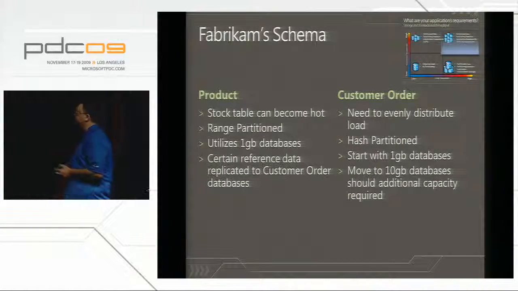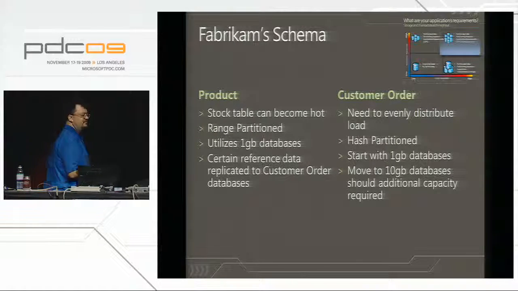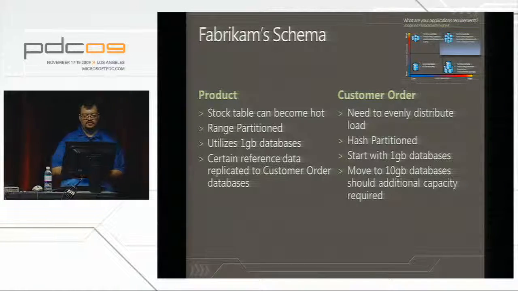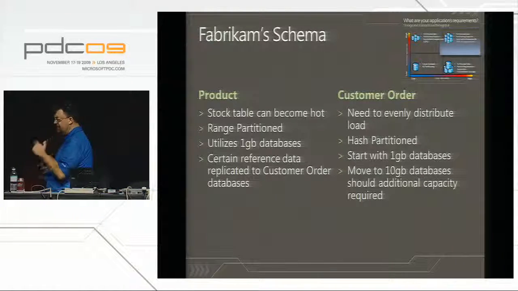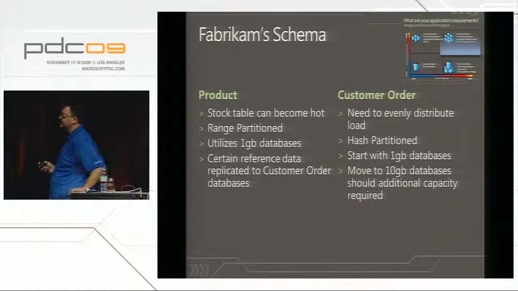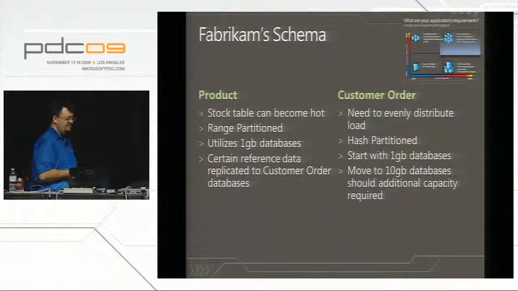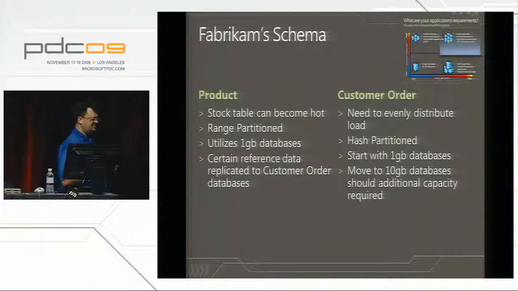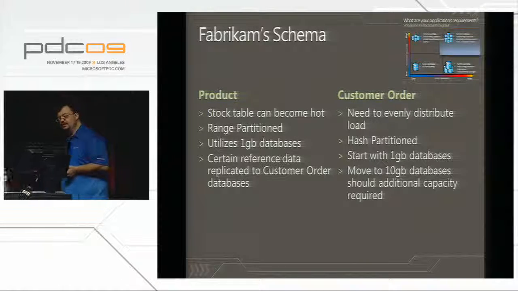So we've talked about the product. Now let's talk about the customers and the orders. What we need to do is evenly distribute our load across multiple databases. We've hash partitioned it based upon the customer's email address. And we've started with 1 gigabyte databases. The reason is that I'm a program manager for Microsoft, and I don't know if I can accurately calculate how much space I'm going to need for my fish store, so I'm going to start with the 1 gig databases.